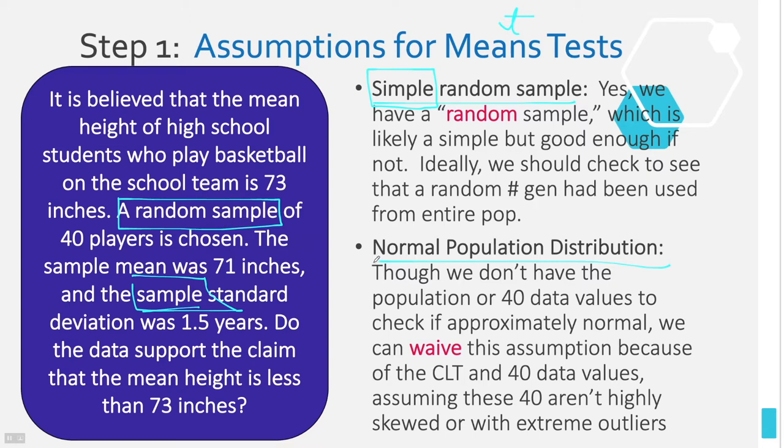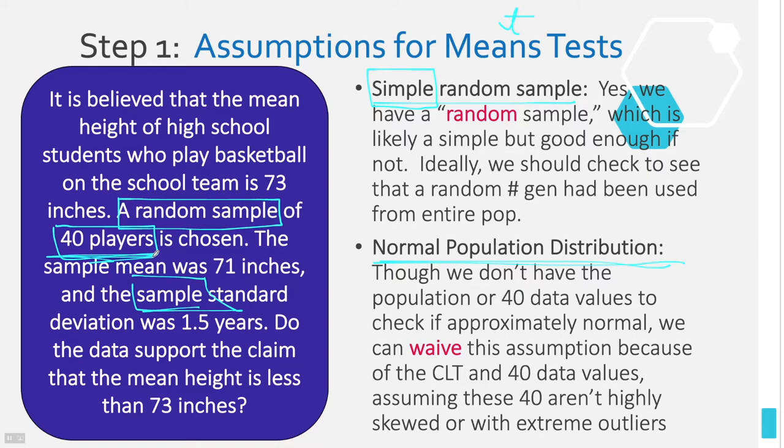And then the last assumption here, normal population distribution. Well, we're told that we have 40 players in our sample, but we aren't given the data, so we can't actually look at a histogram, which kind of sucks because you really should do that. But with 40, that's such an overwhelmingly large number that we'll go ahead and say, yeah, hopefully it is not crazy skewed, not crazy outliers, and we'll go ahead and risk it. So always, if it's 30 or more and they haven't given you the data, go ahead and give it the benefit of the doubt. But if you have the data, you should always look at the data that you have.